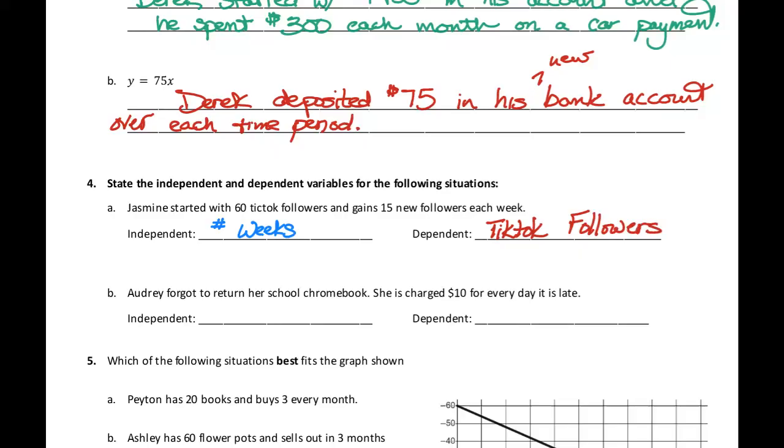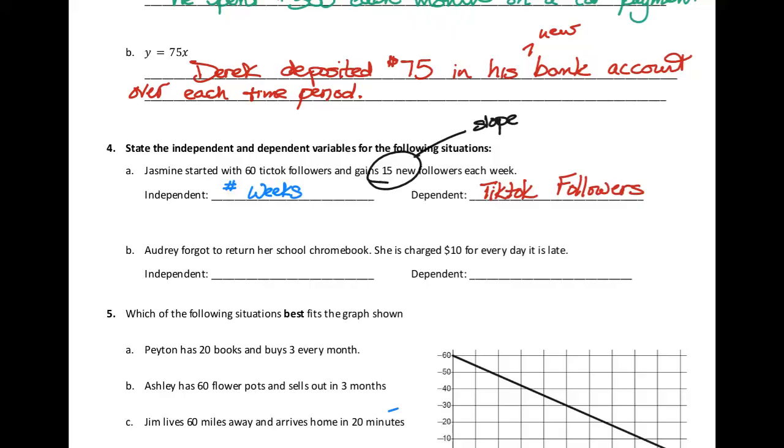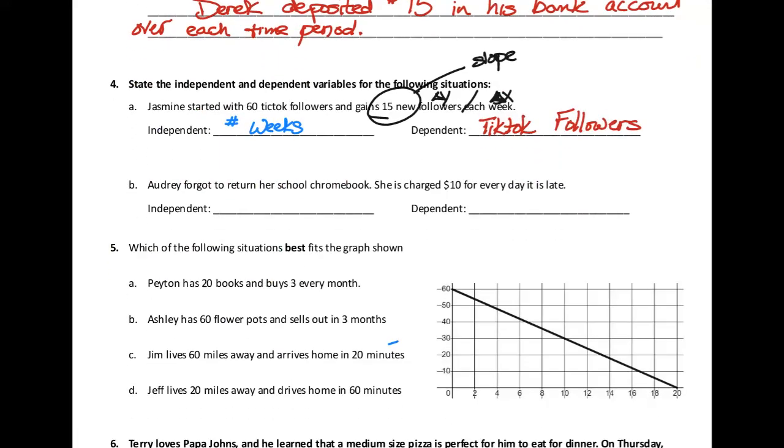What about the 15? What is the 15 new followers? What is that? The total of how many followers she gained. That is the slope, yes. So the 15, that would be the slope, which they are not asking about in here. Oh, you still were right then. 15 followers each week. Notice, followers each week, this is change in Y over change in X. So use that to help you figure out your independent and dependent.